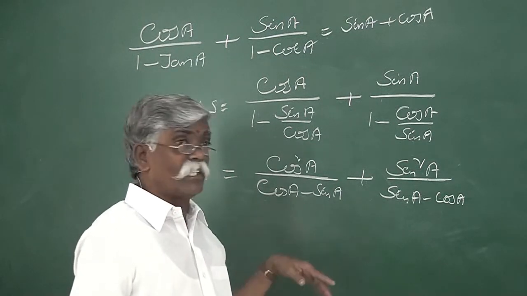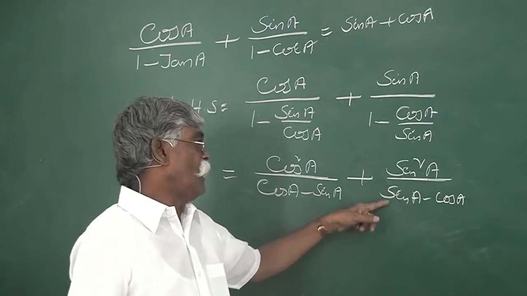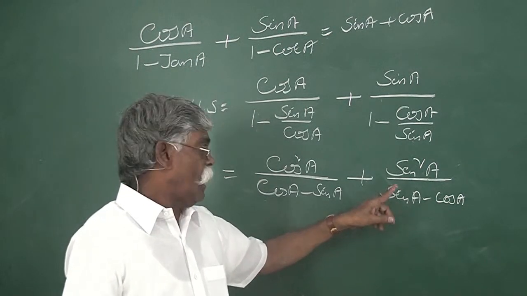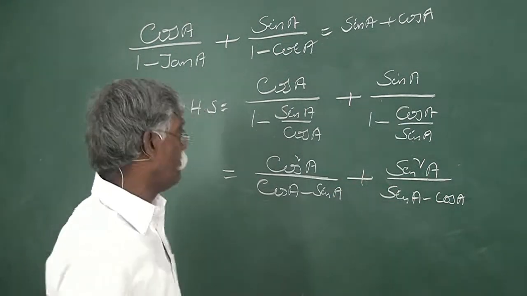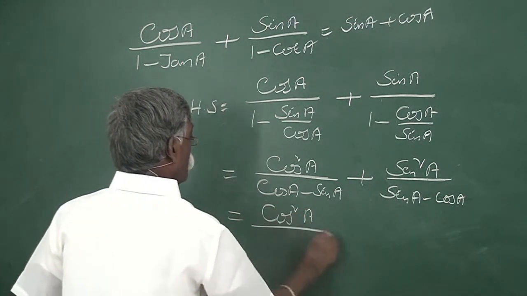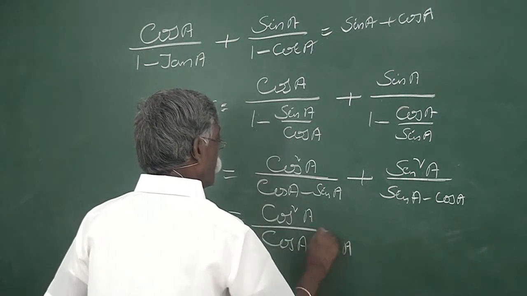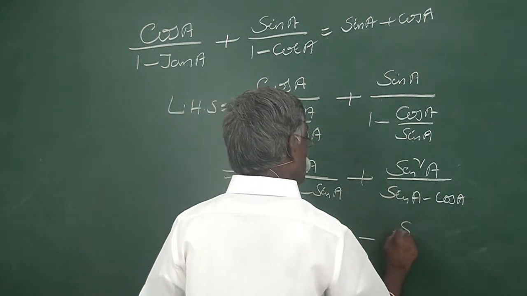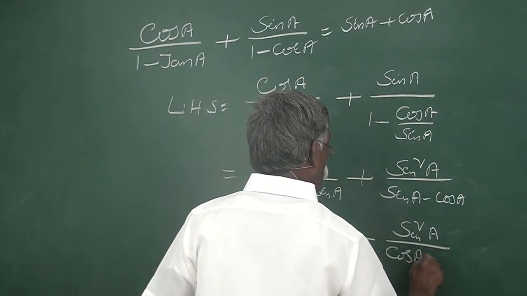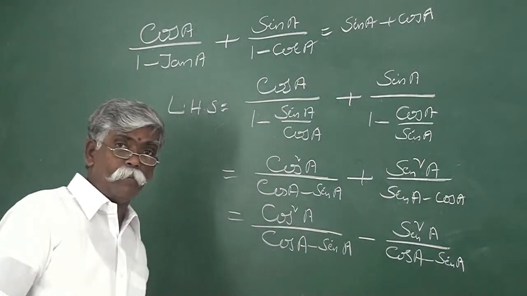In order to make the denominators equal, we have to take minus common here. When minus is taken as common factor, this becomes cos A minus sin A, and that minus and this plus becomes minus. Therefore, it is cos square A by cos A minus sin A minus sin square A by cos A minus sin A. The advantage is both the denominators became the same.